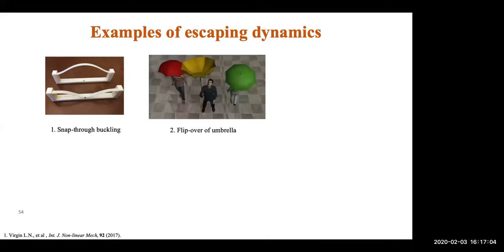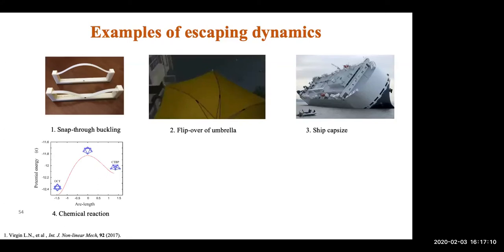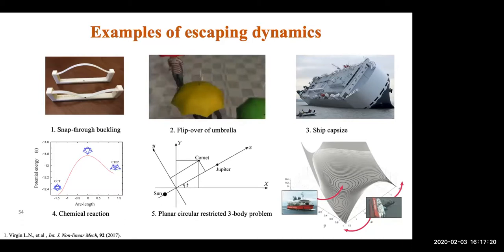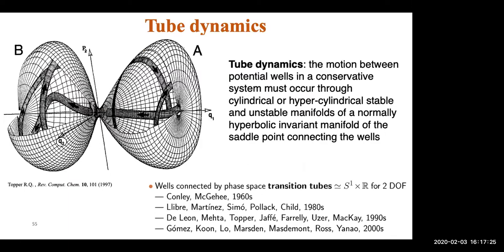Flipping over of an umbrella, really annoying. Even ship capsize, chemical reactions, the three body problem like I was talking about, and then that's just the ship capsize again. And so how is this the case? Well, I think I'll talk about the ship example later, so forget about that. We call this general idea, where you find these unstable points of balance and tubes that go from one side to the other, tube dynamics.